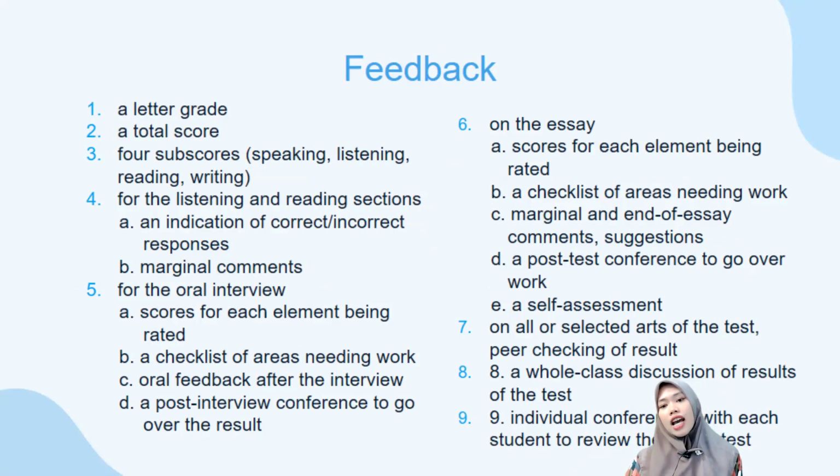Okay, number 6, on the essay, a score for each element being read, and then a checklist of areas needing work, and then marginal and end-of-essay comments and suggestions. Okay, and 7, on all or selected parts of the test, peer checking of results, and then 8, a whole class discussion of the results of the test, and then the last is 9, individual conferences, each student to review the work, the answer test.